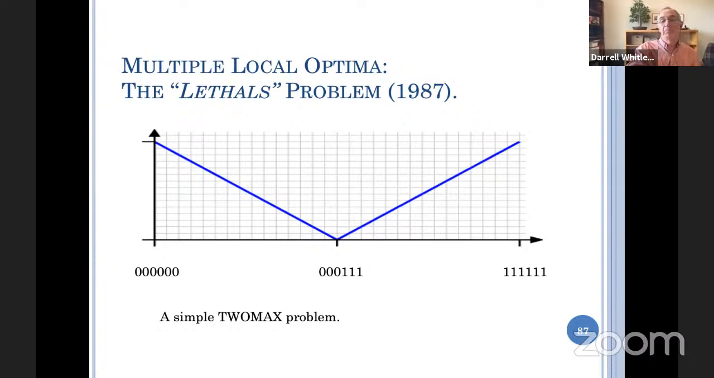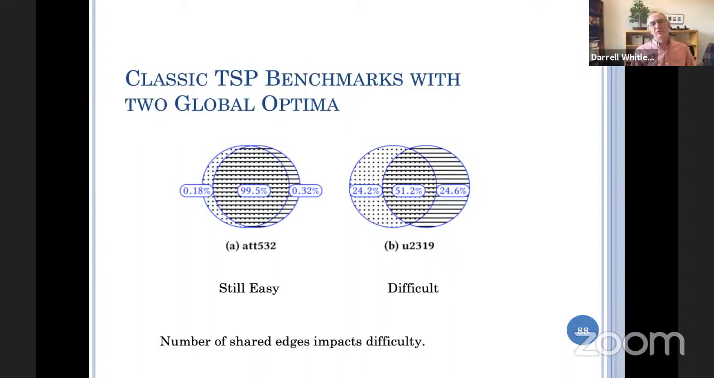But it turns out that my PhD student Swetha made the observation that this happens in the traveling salesman problem. att532 has 2 global optima. It turns out they're close together and they share 99% of their edges. So it doesn't really cause you a problem. They're close enough together that it doesn't cause crossover to perform poorly.